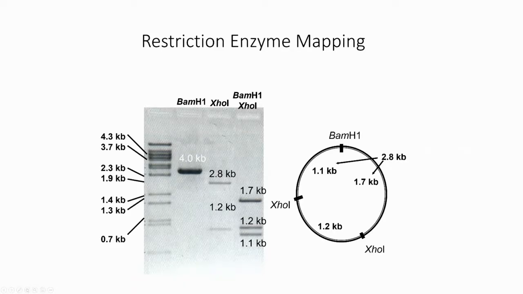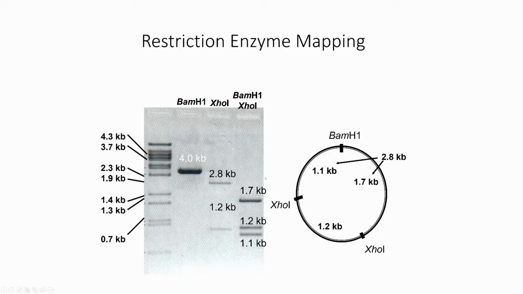If you cut with SalI, 2 cut sites, they produce 1 fragment here that is 1.2 kb, and then another fragment here that is 2.8 kb. So you can see 2.8, 1.2. This is 1 fragment, 2 fragments.